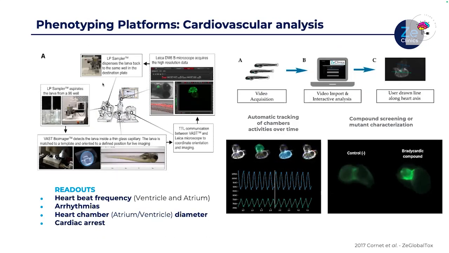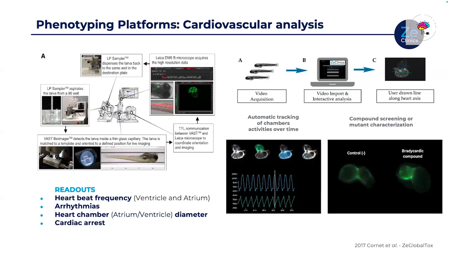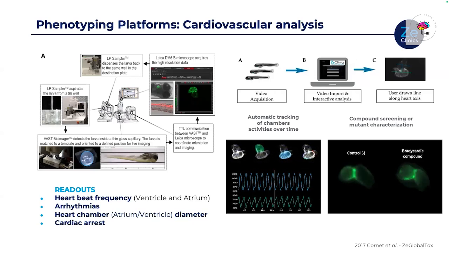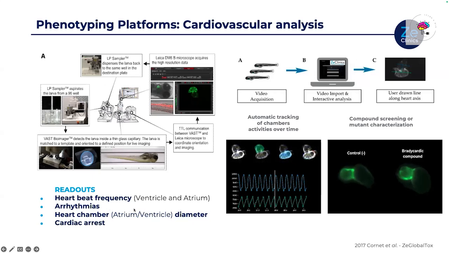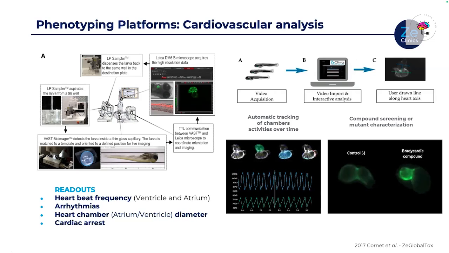But as I said, we can also analyze other tissues. For example, if we look at a transgenic line in which the heart is labeled with GFP, we can have a short video acquisition of the heart. And starting from this short video, we can have automatic tracking of the chamber activities over time. And so we can say if a compound induces bradycardia or tachycardia or some other different features, we can look at a lot of different readouts like heartbeat frequency, arrhythmias, heart chamber diameter, cardiac arrest. So we can say if a genetic modification or a compound is affecting the cardiovascular system.